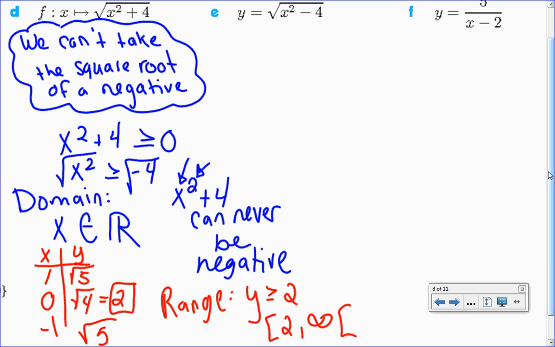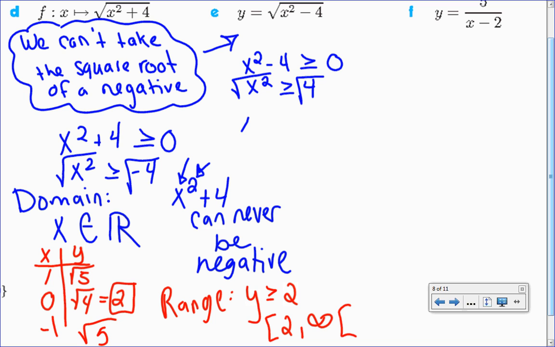Okay, for E, again, we want to be thinking we can't take the square root of a negative. So we need to make sure that x squared minus 4 is greater than or equal to 0. So that means x squared is greater than or equal to 4. And we can actually take the square root here. Okay, but we have to be careful.